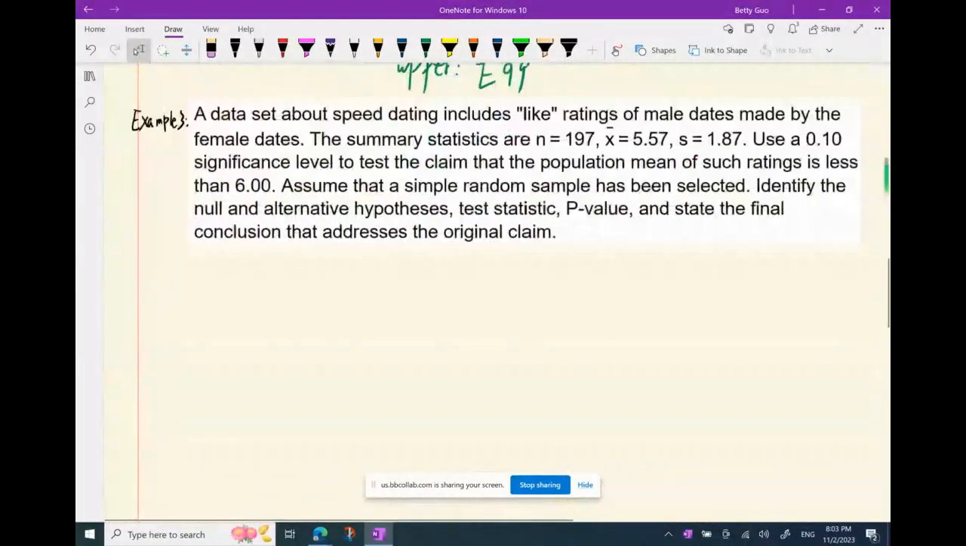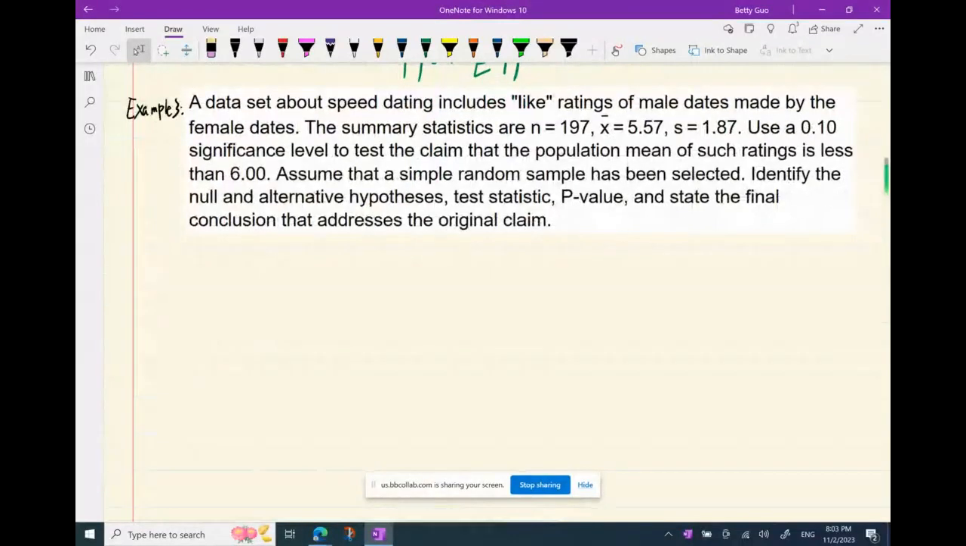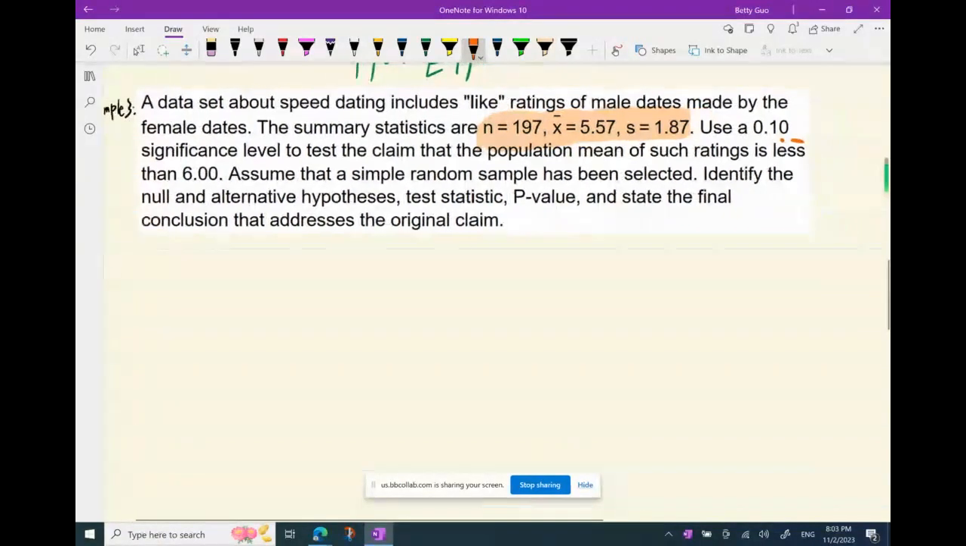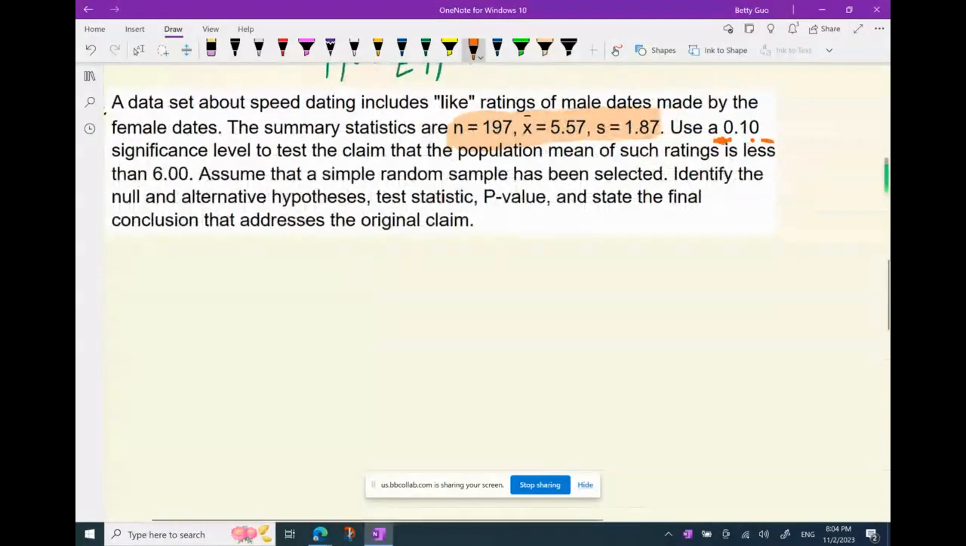Now let's move on to example 3. There's a lot to read. Let's see. A data set about the speed dating includes readings of male dates made by the female dates. The summary statistics are, so this is the information about the sample, right? You are doing research, of course you have to get a sample. Those are the sample size, sample mean, sample standard deviation. And this is your predetermined significance level. That's very high, 10%.